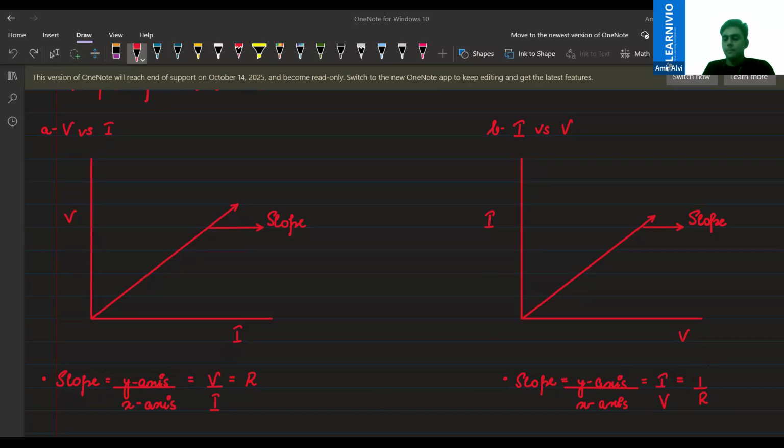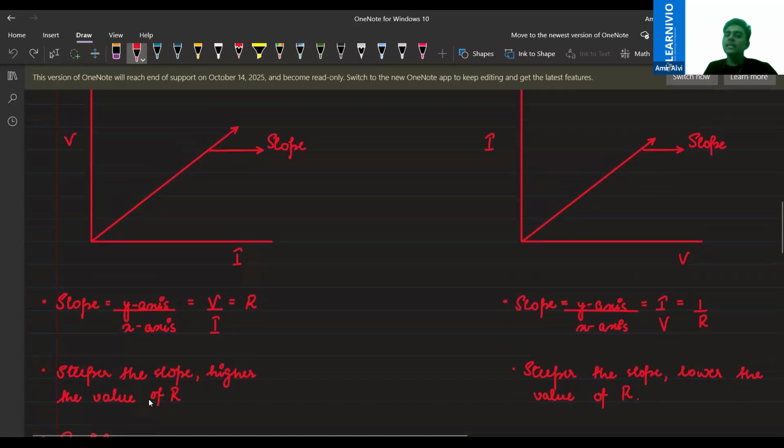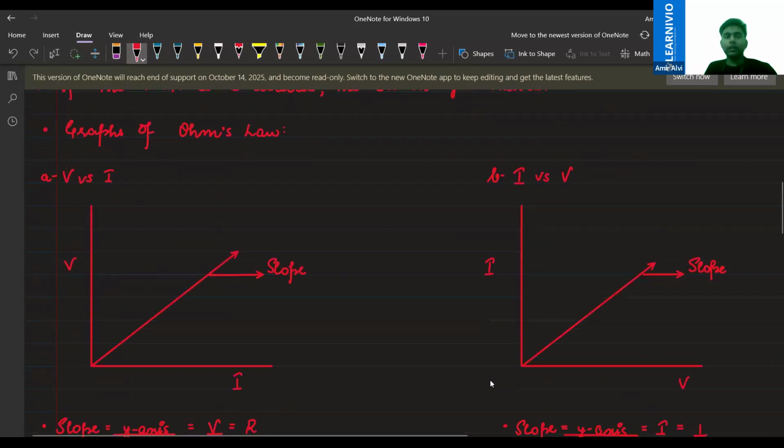Any doubt? No, sir. Sure? Okay. As you can see, the steeper the slope, the higher the value of R. In this case, the steeper the slope, the lower will be the value of R, so basically 1 by R will be lower. Let me just take it as 1 by R, mistakenly written as 1 over. Okay? So please draw these graphs.